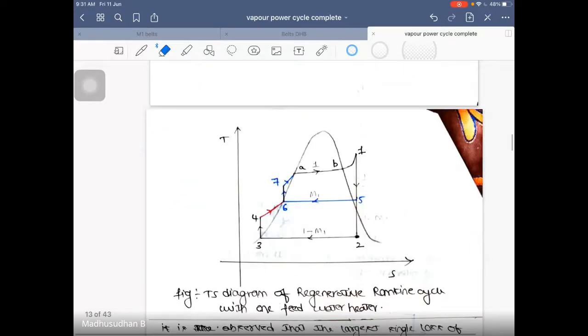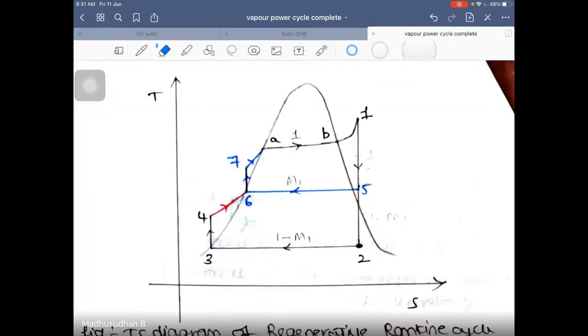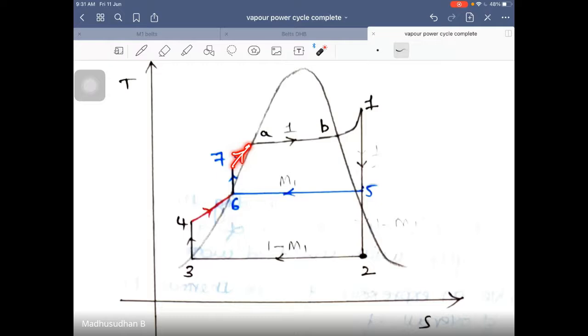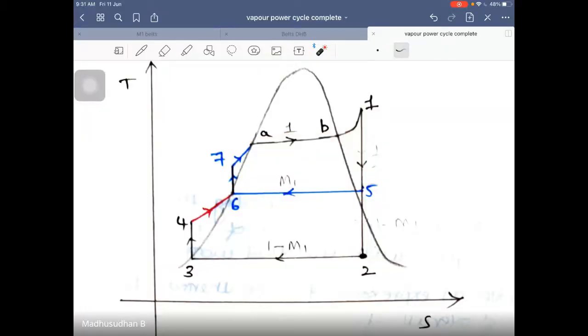Now look into the TS diagram. Please observe carefully. It is very clear in the TS diagram. 7 to A is the heat added where? In the economizer. Correct. A to B is the heat added where? Boiler. Everyone should respond now. This is very important because this covers the entire thing. B to 1 is the heat added where? Superheater.